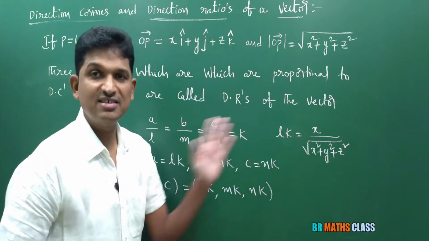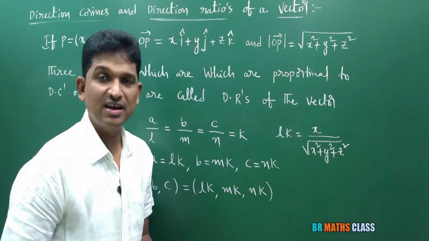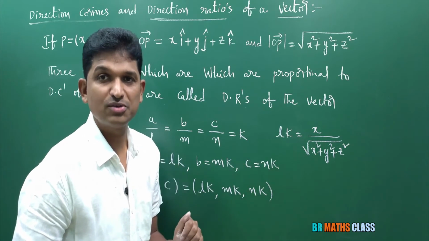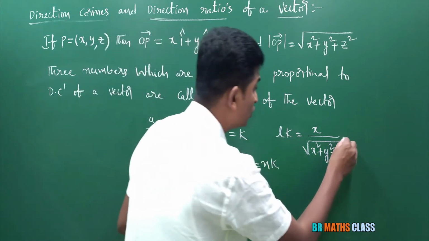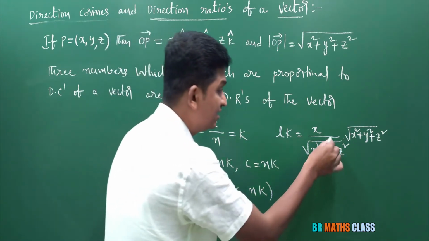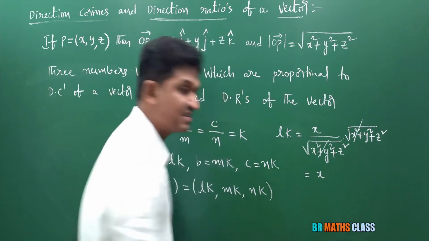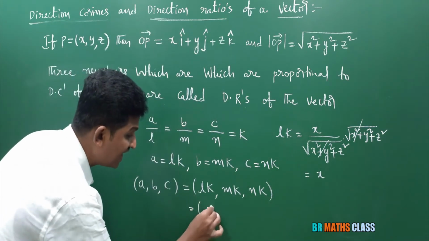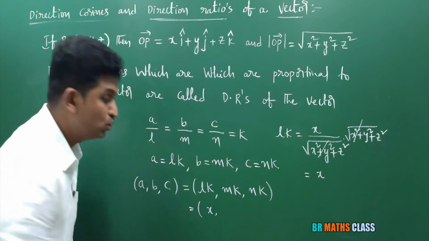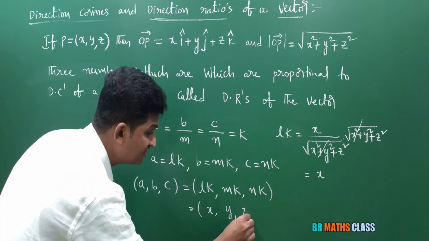Now k. k is some scalar. You can take k as any scalar. Suppose k is root over x square plus y square plus z square. Now what happened? These two will get cancelled. What you got? You got lk as x. Similarly, you will get mk as y. Similarly, you will get nk as z.